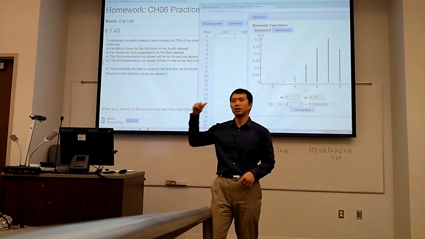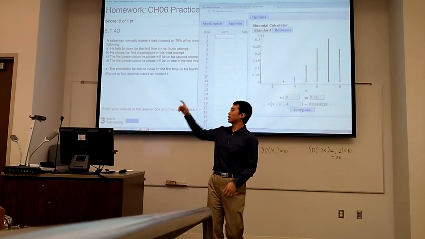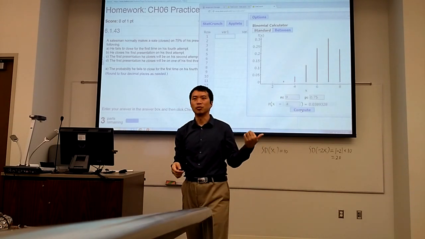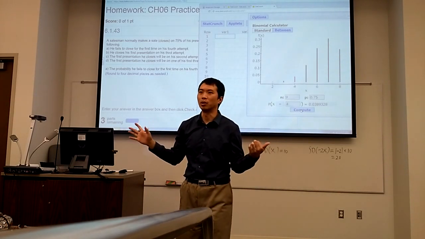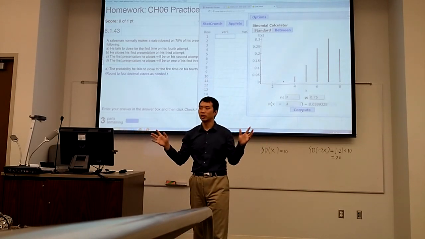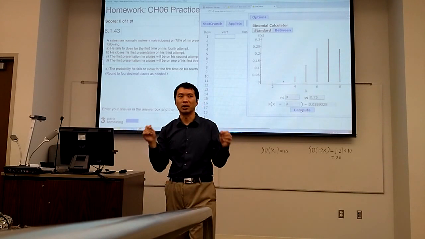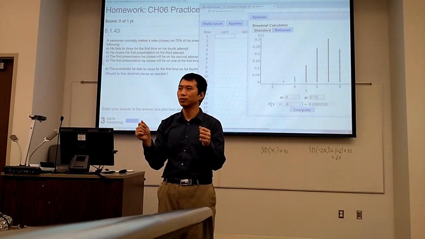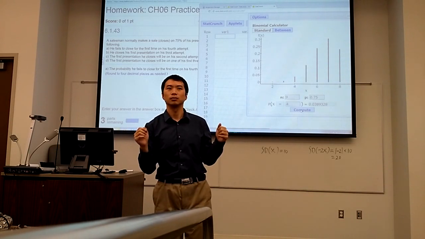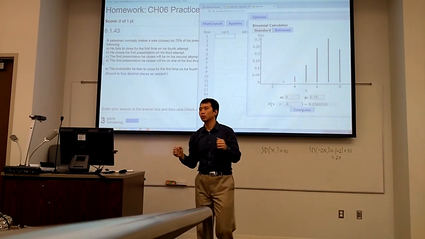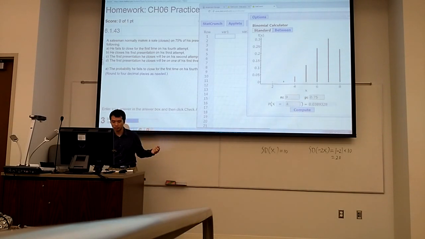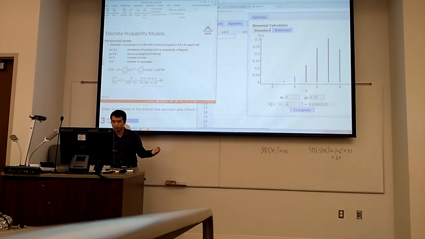So the same question, based on the same description, based on the question I asked, you can use geometric model or binomial. So are we clear about how to identify which model we need to use? Any questions? So that's the binomial model.